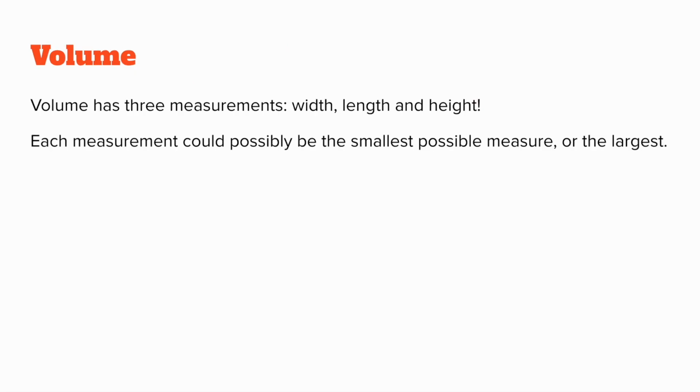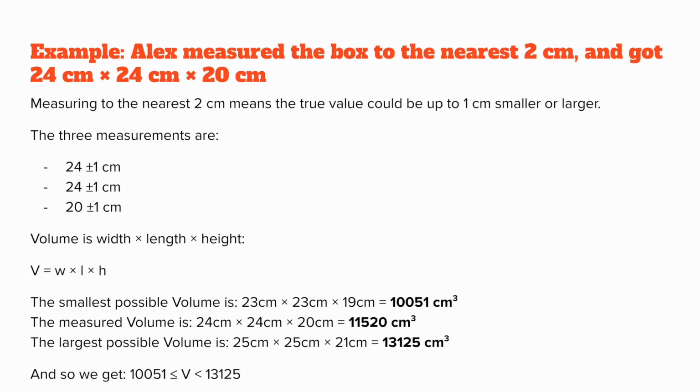Then, now let's move on to volume. Volume has 3 measurements: width, length, and height. Each measurement could possibly be the smallest possible measure or the largest. For example, Alex measured the box to the nearest 2 cm and got 24 cm times 24 cm times 20 cm. Measuring to the nearest 2 cm means the true value could be up to 1 cm smaller or larger.